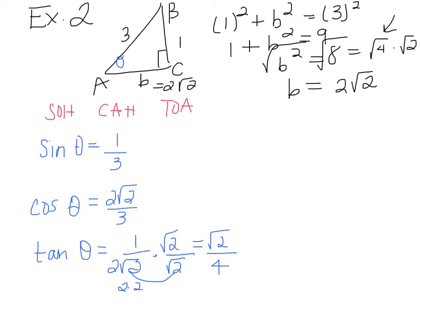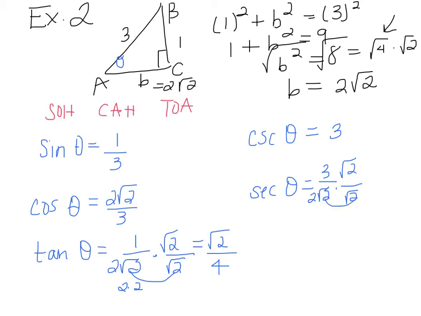Then you do your reciprocal functions. So cosecant now would be 3. Secant. Now we have to rationalize, so you multiply by itself. And there's that square root of 2 times square root of 2, which is just 2. So that'll be 3 root 2 over 4.